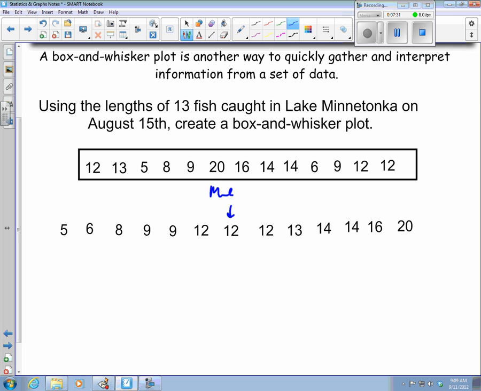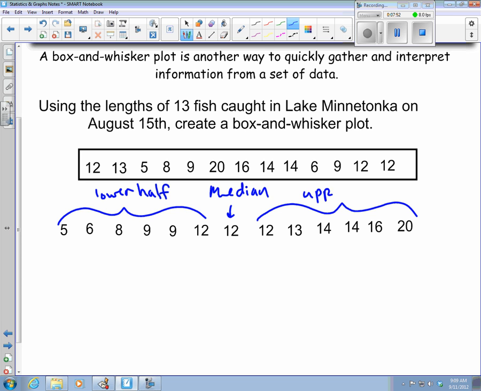So this number is our median. It splits the data in half. Now we have this. This is our lower half. And this chunk right here is our upper half.